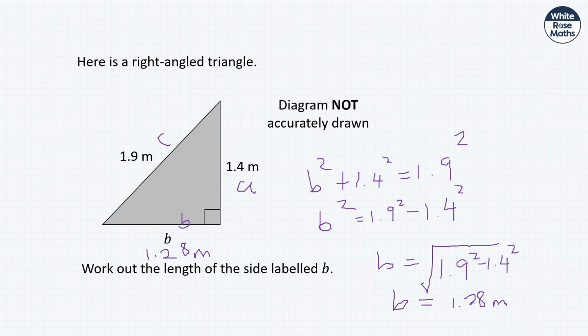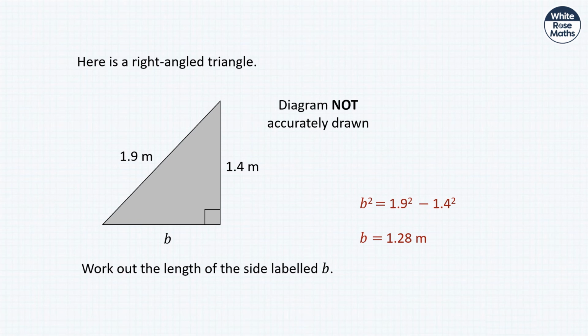And a little way that you know that you are correct, or on the right lines, is that these two numbers have to be smaller than 1.9. If b came out as 2.0, then I've definitely made a mistake, because the two shorter lengths have to always be smaller than the longest length, which is the hypotenuse in this context. So my answer has to be explicitly smaller than 1.9. So I've definitely got it correct, or on the right lines.